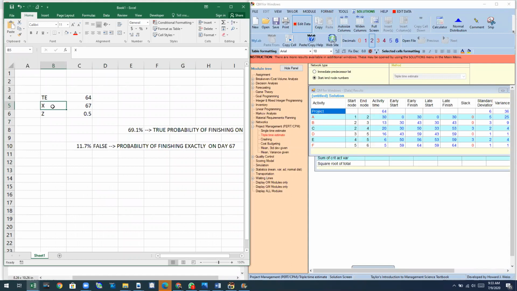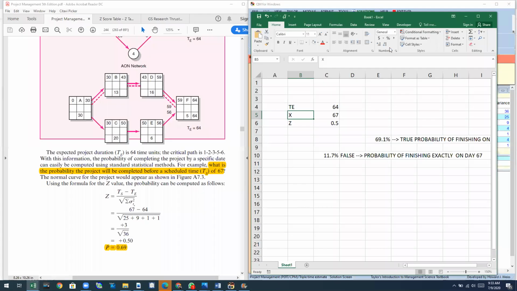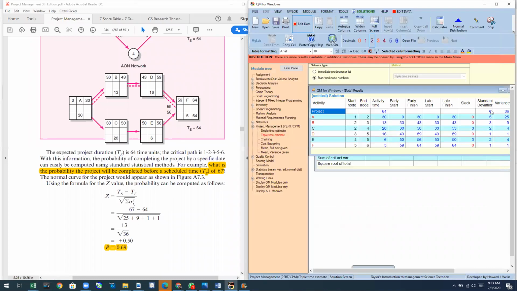We can ask the question: what is the probability of the project finishing on day 67? We can use this formula to calculate that. The formula is TS, which is the day of finishing, minus the weighted average finishing time, 64, divided by the square root of the variance of the project. Remember, the variance of the project is 36. The square root of 36 is the standard deviation, which is 6. So basically, divide by the standard deviation of the project.